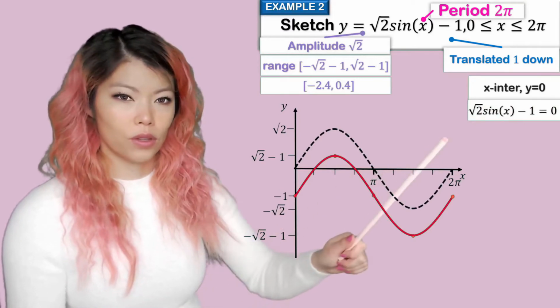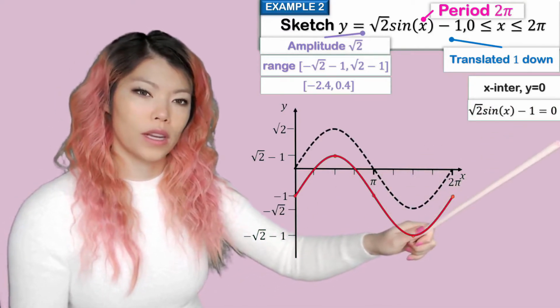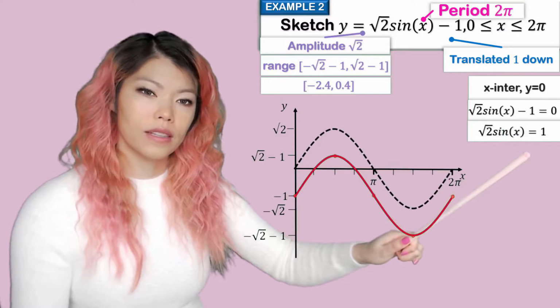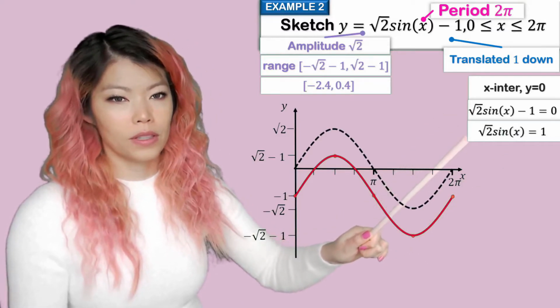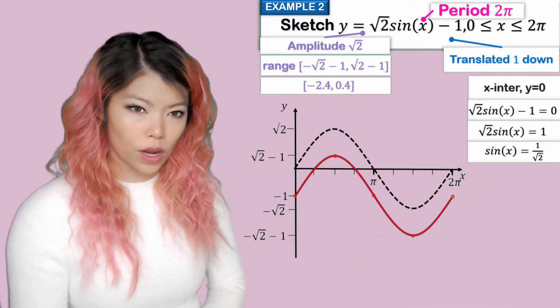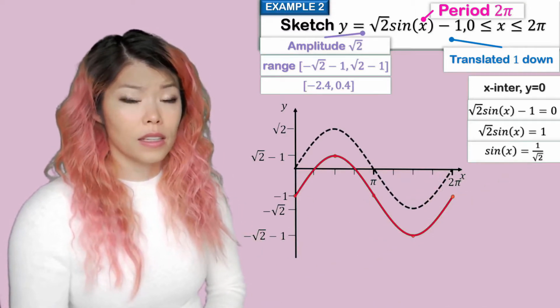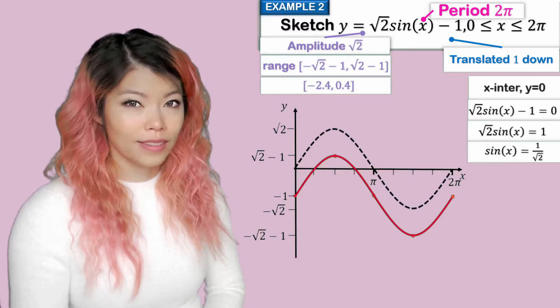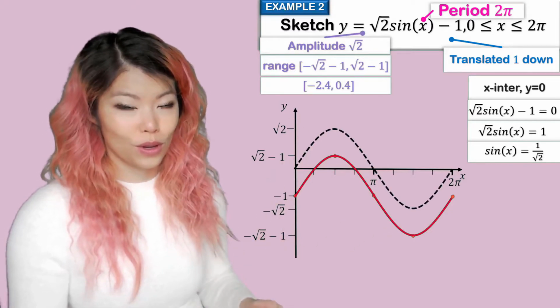So now we have root 2 sine x minus 1 equals 0. Bring the 1 to the other side. Now divide both sides by root 2. And now when is sine x equals 1 over root 2? That is at pi on something. So this is where you need to know your triangle.